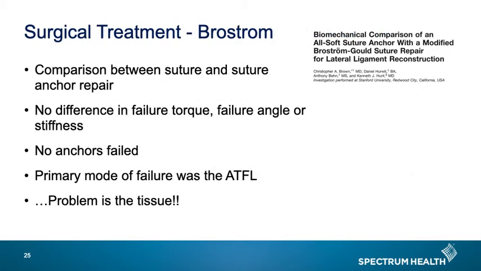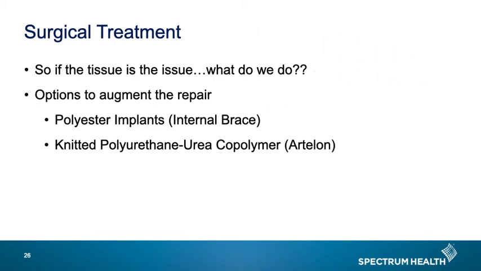So when we look at the Brostrom, where does the failure happen? Is it the suture you use? Is it the suture anchors you use? Well, this study done in the American Journal of Sports Medicine showed that it was neither. The failure happens within the tissue. It's the actual biology of the patient that fails in some of these ankles as opposed to the fixation, meaning that the bone anchors we place in the fibula almost never pull out. It's going to be that this tissue stretches back out if there's another injury that can lead to failure. So the problem is really the tissue. And that's where it leads to augmentation.